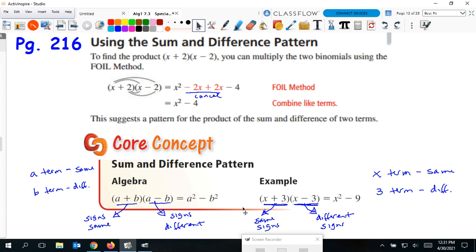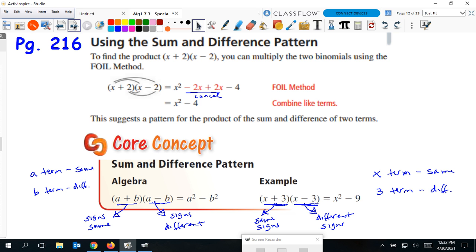So there's another way you can identify a sum and a difference. Here's that one. These ones are the same signs, and these ones are different signs, or the x's are the same sign, the 3's are different signs. So it definitely tells you that it's a sum and difference pattern, because the first thing you need to do is identify that you have a sum and a difference pattern.